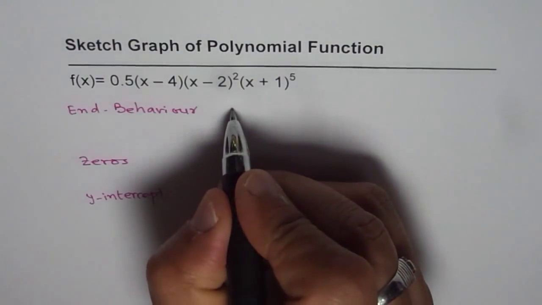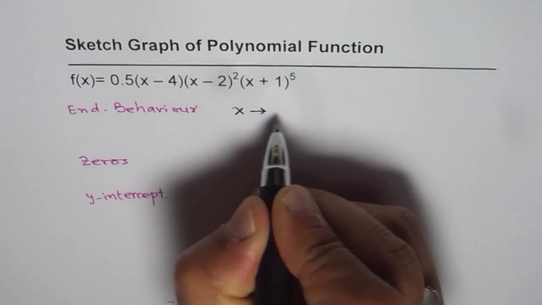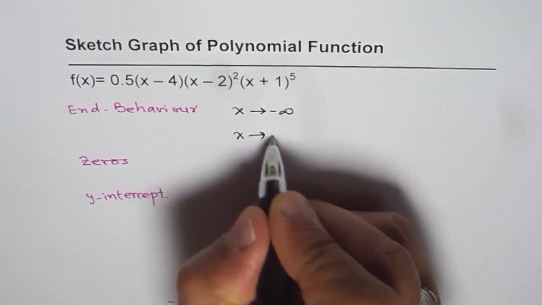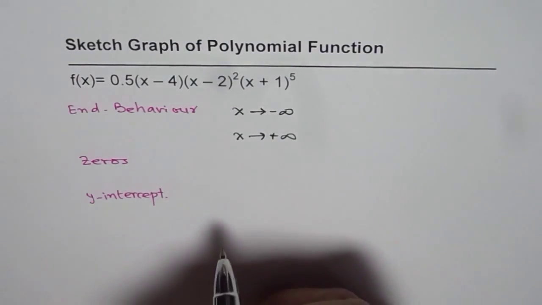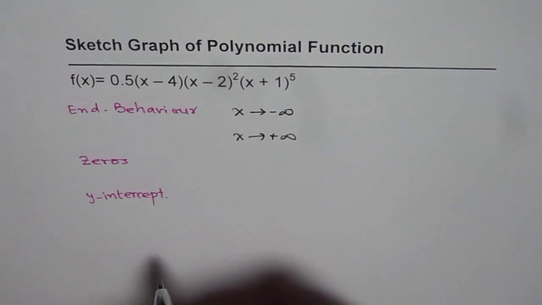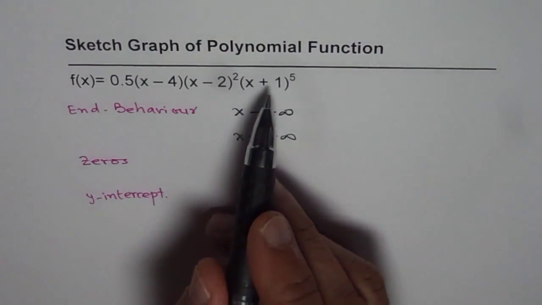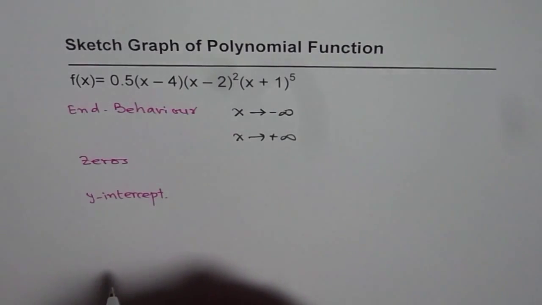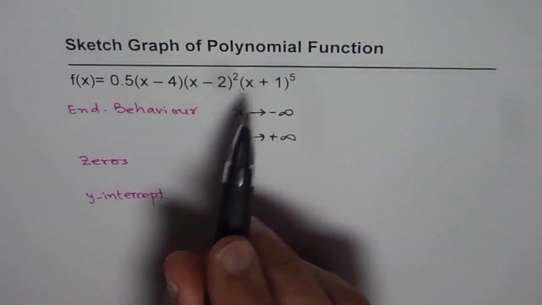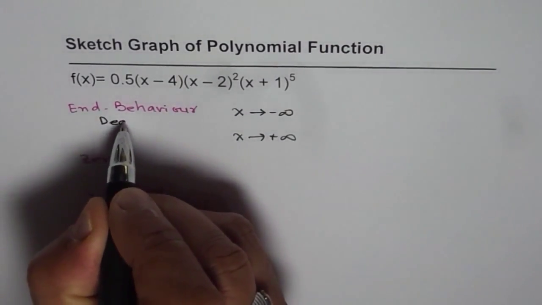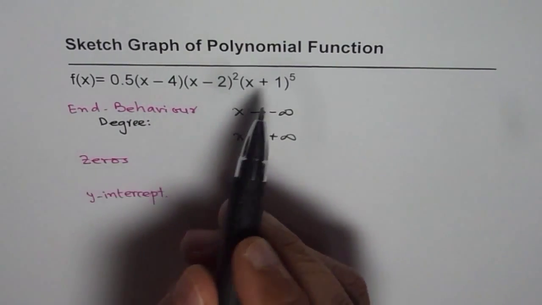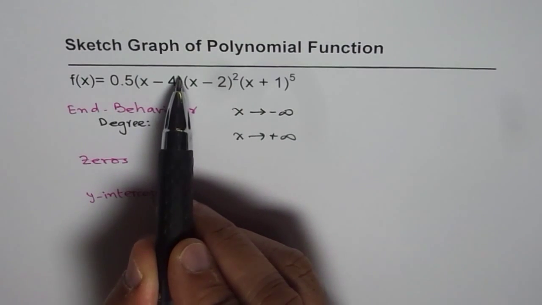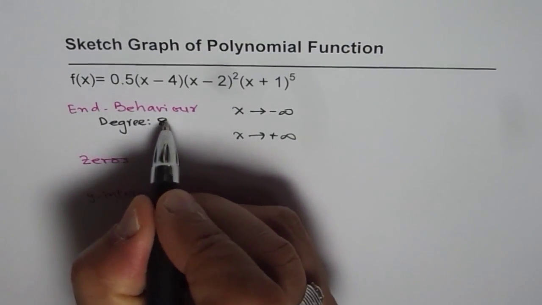Now, what is end behavior? End behavior is where we're trying to understand what happens to the function as x approaches minus infinity or when x approaches plus infinity. Now, how do we get that from the given equation? Two things: one is the degree and the second is the leading coefficient. They decide. Now, in this case, what is the degree? We know the degree is, let's add the exponents, 5 plus 2 is 7, plus 1 is 8. So the degree is 8, that means even.